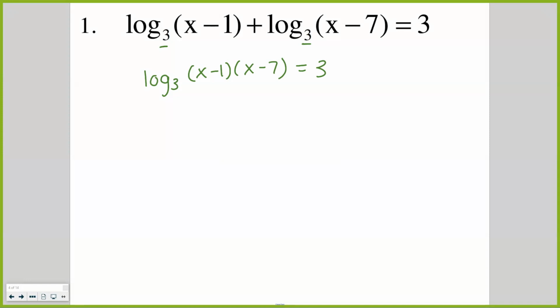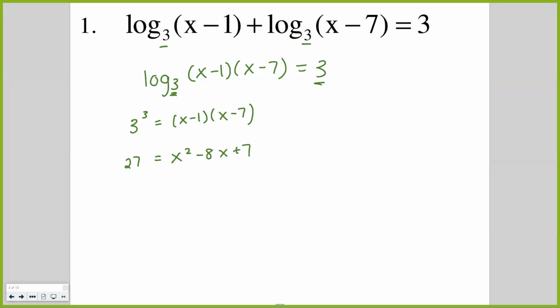So exponential form says we take our base, which is 3, we raise it to our power, which is on the other side of the equal sign here, also 3. And we set that all equal to the argument. So in this case, x minus 1 times x minus 7. All right, 3 cubed is 27, and then I've got x squared minus 8x plus 7 on the right-hand side.